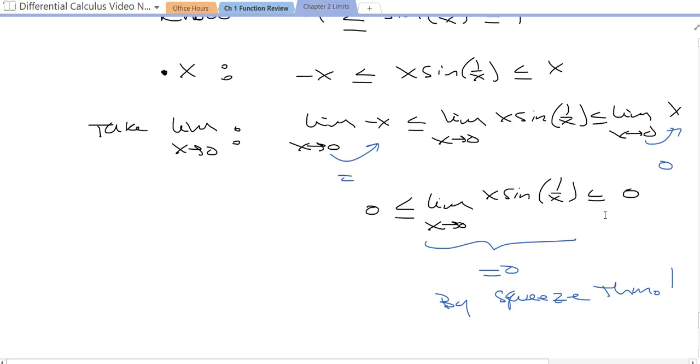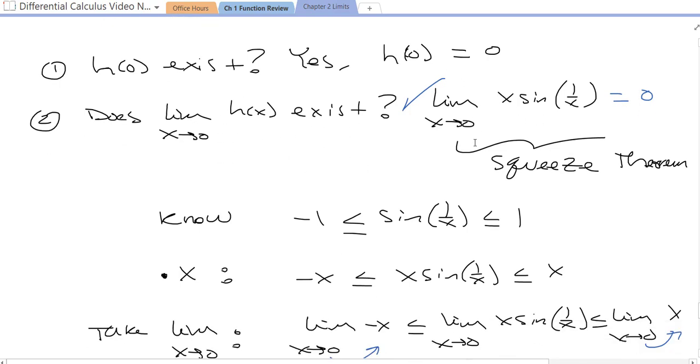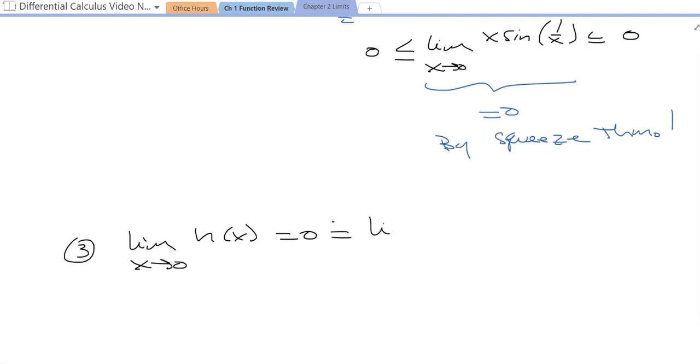And so now I have, does the limit exist? Yes, it is 0. And the third one is, are they the same? Are the limit and the function value the same? And yes, they are. So I can say condition 3, the limit as x goes to 0 of h of x was 0, which is also the function value.